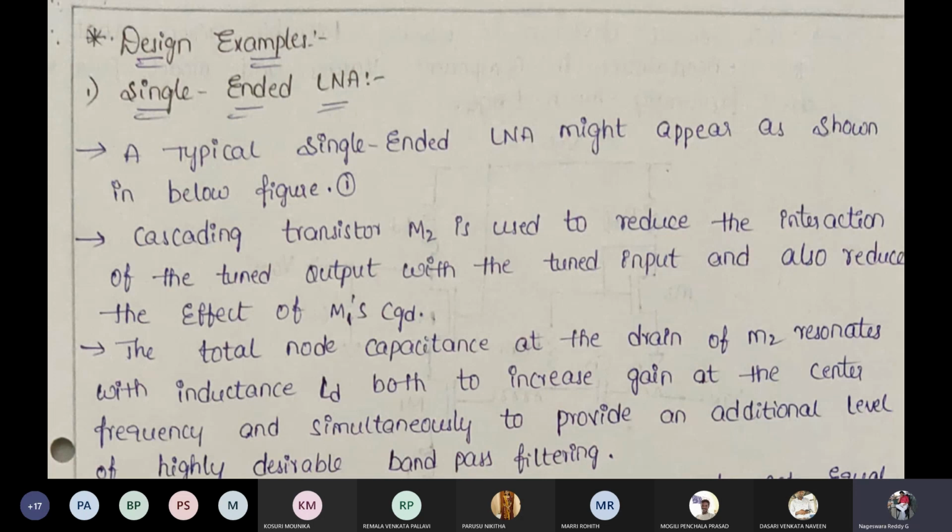So what is the cascading transistor M2? M2 is used to reduce the interaction of the tuned output with the tuned input and also reduce the effect of M1's CGD, which is nothing but the drain gate capacitance. This is the function of M2. The total node capacitance at the drain of M2 resonates with the inductance LD to increase the gain at the center frequency and simultaneously provides an additional level of highly desirable band pass filtering.